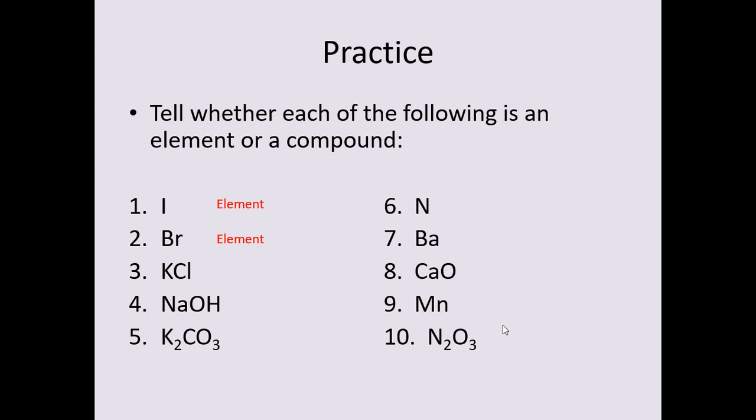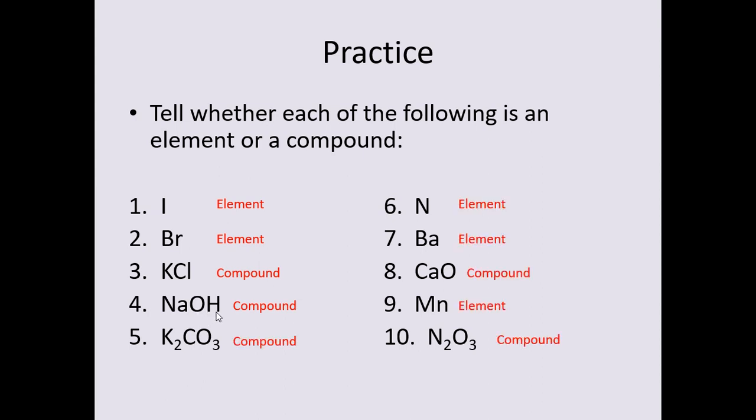What about number 3? We have more than one capital letter. That one is a compound. The K and the CL represent two different elements. Let's look at number 4. We have a few letters here. The compound: the NA is one element, the O is one element, and the H is one element.